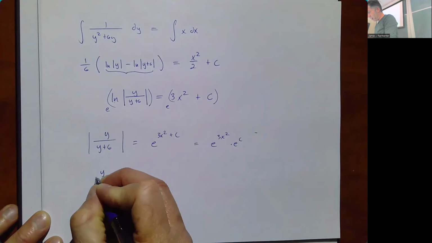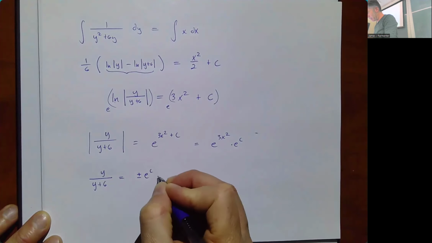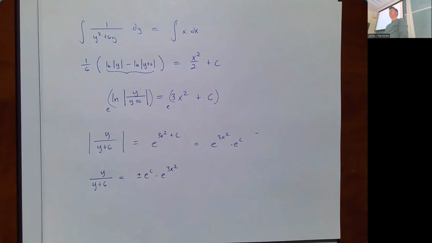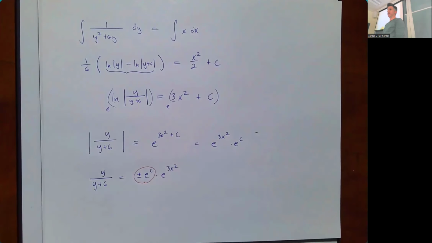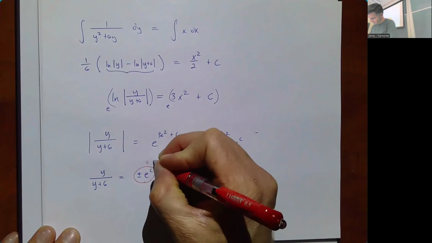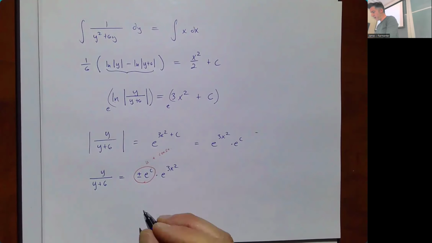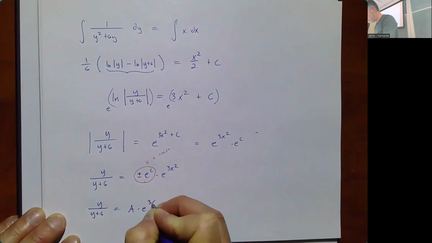We're going to say that y over y plus 6 is equal to plus or minus e to the c times e to the 3x squared. And then here's the trickery that always feels like it's just a lie, but it works: plus or minus e to the c is just a constant. People call it either C, or I often call it capital A, just because I feel like it's good to change it. So we're going to say, great, y over y plus 6 equals A times e to the 3x squared.